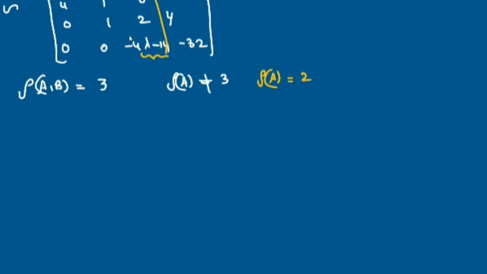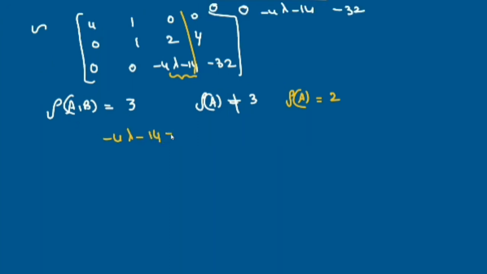So this element should be 0. So minus 4 lambda minus 14 should be equal to 0. If it is 0, only then you get the rank of A as 2. Because the question is, it should fail to get a unique solution. When will you get a unique solution? When rank of AB is equal to rank of A. When will you fail to get a unique solution? When rank of AB is not equal to rank of A. So rank of A should not be 3, it should be 2, or it can be 1 also.